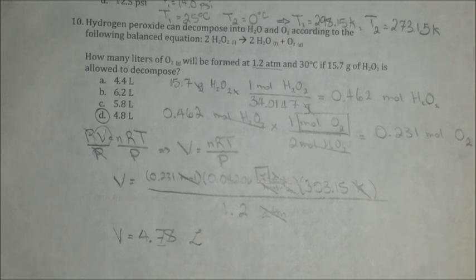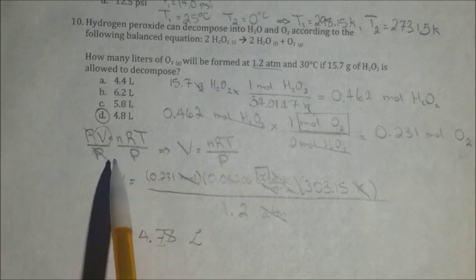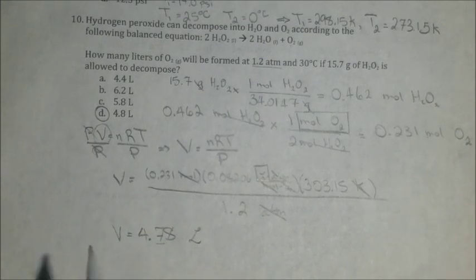So there you go. You can use a balanced chemical equation to figure out how many moles of oxygen are produced, and a set of conditions that you can plug into the ideal gas law to figure out the volume that oxygen will occupy. And there we go. That was worksheet number 12.